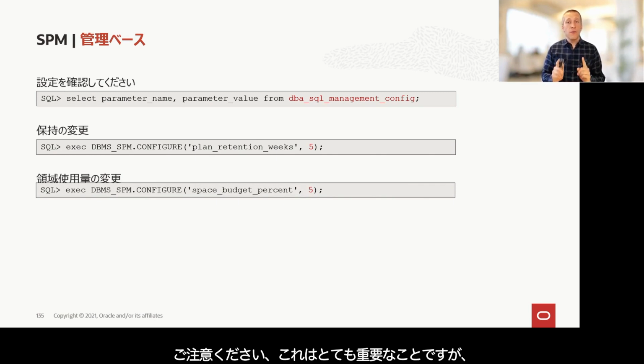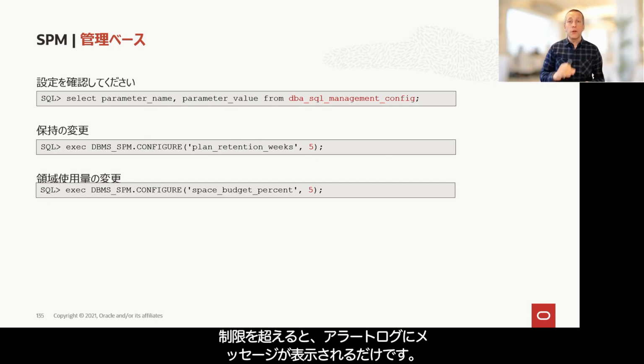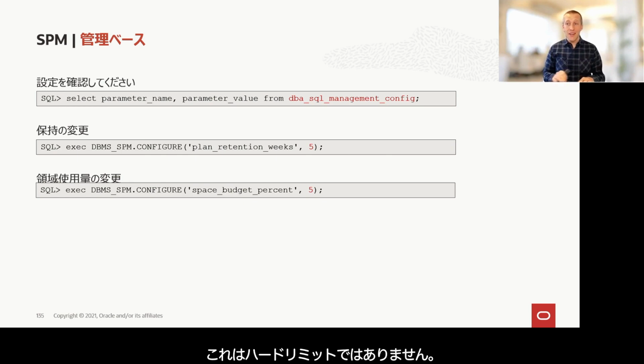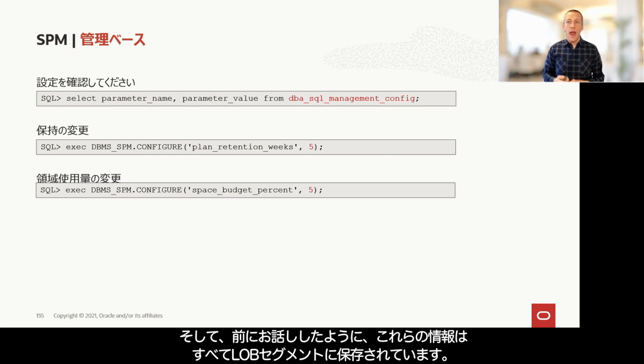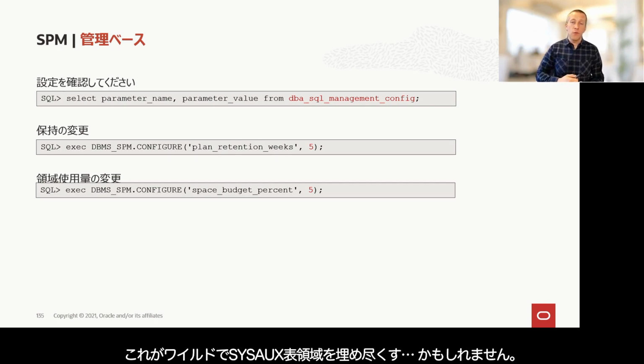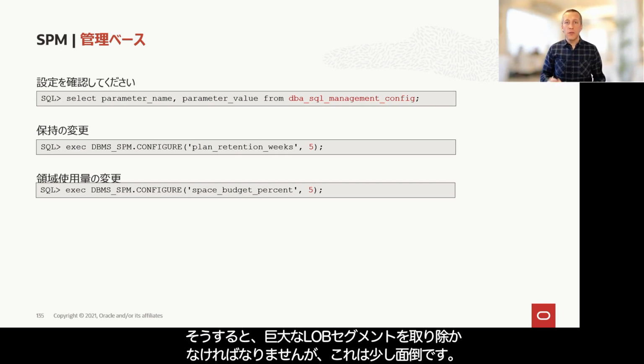Please note, and this is very important, this is not a hard limit. When you go across the limit, you only get a message in the alert log. It's not a hard limit. And I told you previously that all this information is stored in a LOB segment. So imagine that this runs wild and fills up your SYSAUX tablespace. Now you have a huge LOB segment that you have to get rid of as well, which might be a little tricky.